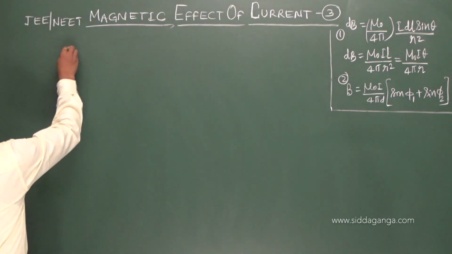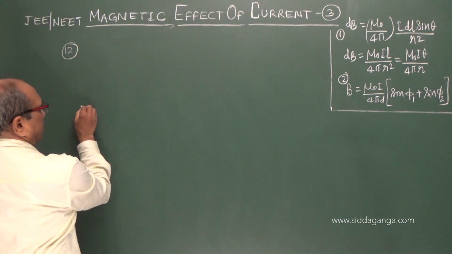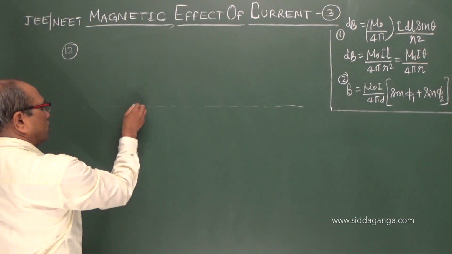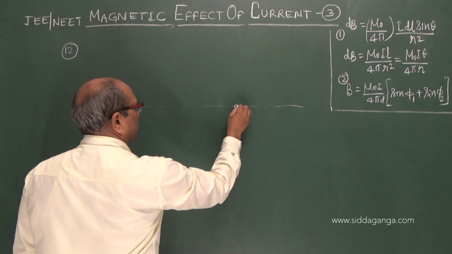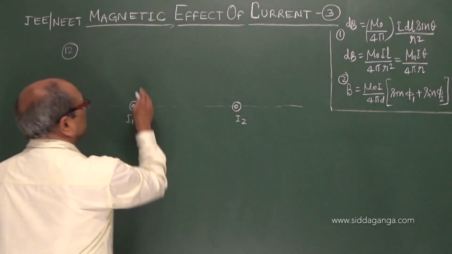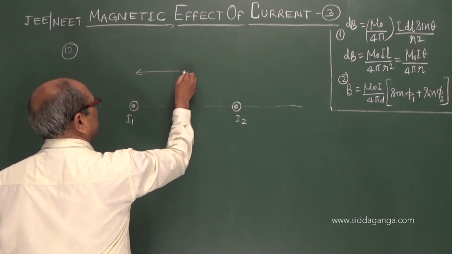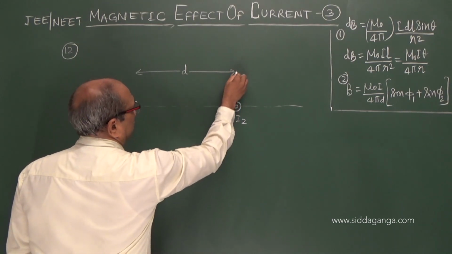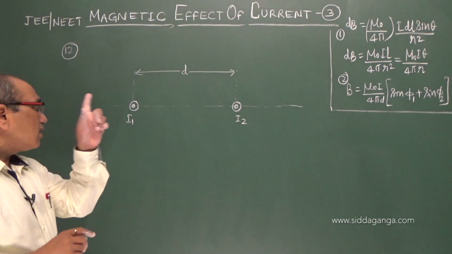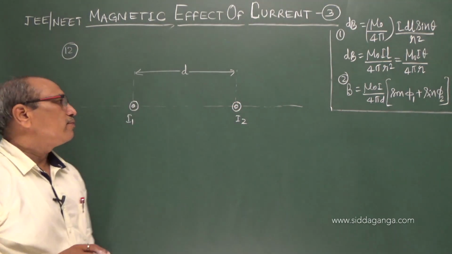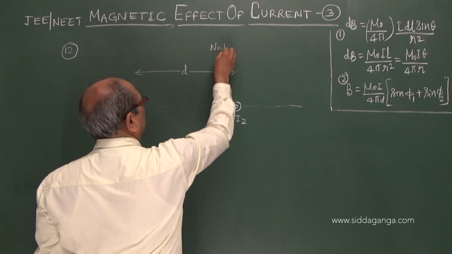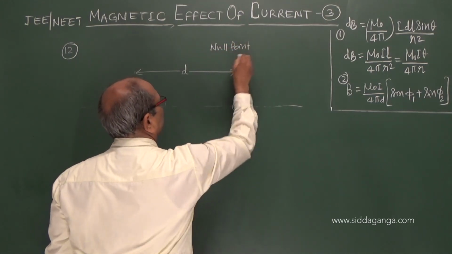Suppose on a line there are 2 points, wires, both carrying outward current I1 and I2. The separation between them may be D. So wires carrying current out of the board, the separation between them D. You have to find the null point, where the magnetic field becomes 0.